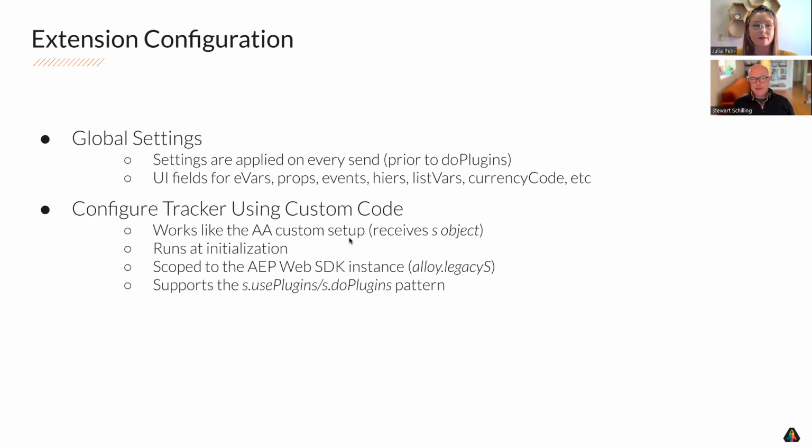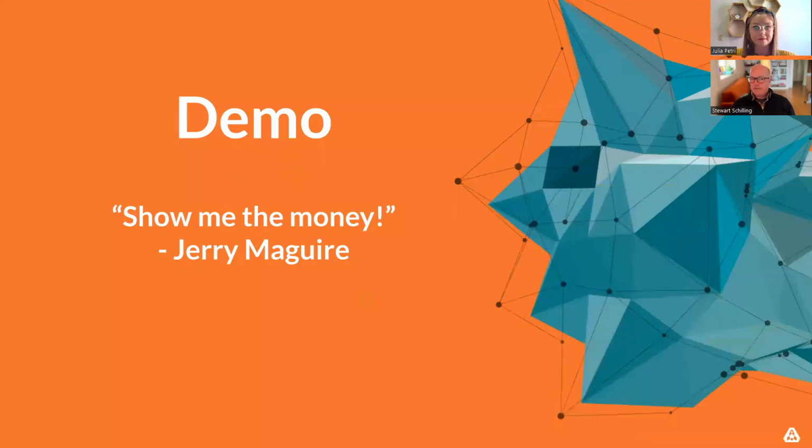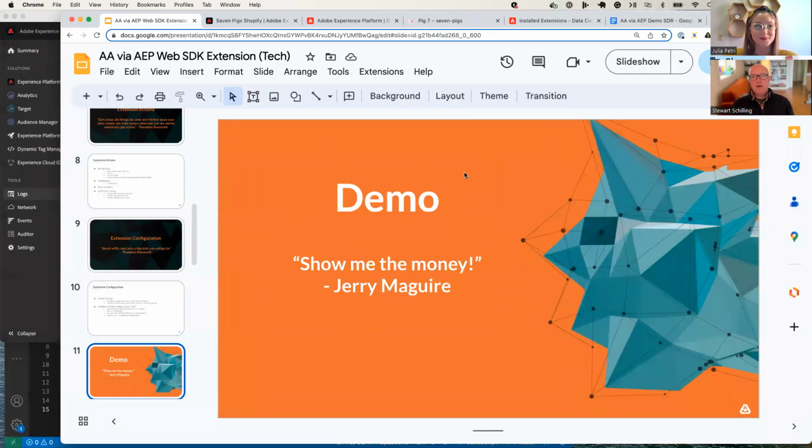So it gets the s object, it runs an initialization, and it allows you to set up plugins: usePlugins set to true, doPlugins as that function that runs just before the beacon goes out. And short and sweet, let's get into the demo. Let's see this thing working.